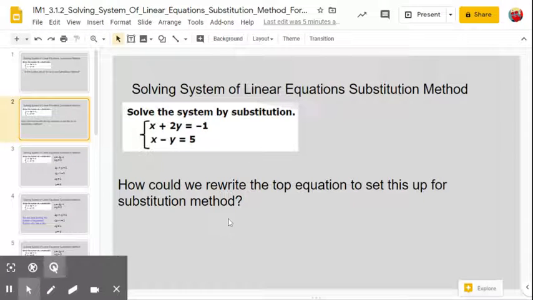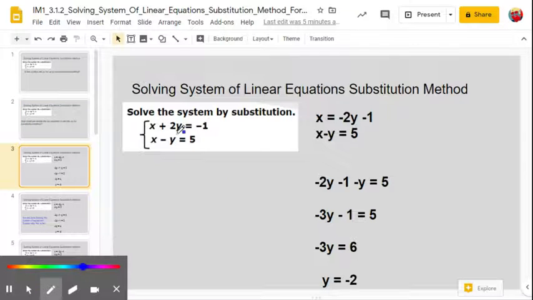The correct answer to that question is no, we're not set up for substitution yet. But how can we rewrite the top equation to set this up for the substitution method? All right, we could rewrite the top equation. You could have said you either solve for y or solve for x. I think on this one it's easier to solve for x. So that's the way I went.